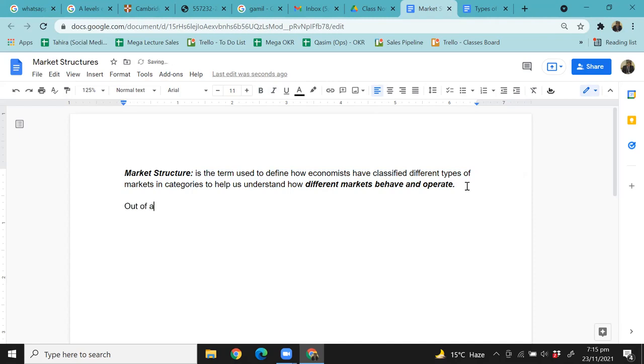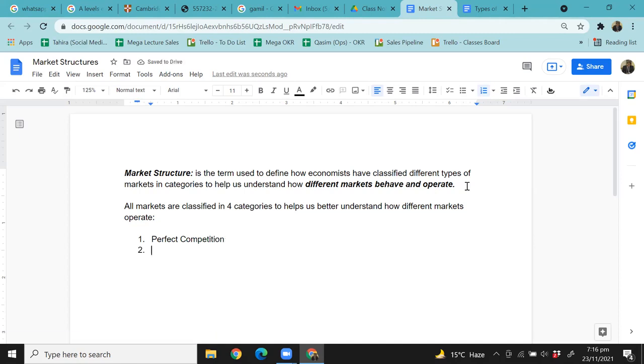Out of all the markets, right, let's put it down like this. All markets classified in 4 categories help us better understand how different markets operate. Now, students, have a look at this. The first one we have already talked about, and we'll talk about each one of these in more detail in this topic. So one type of market structure is perfect competition.